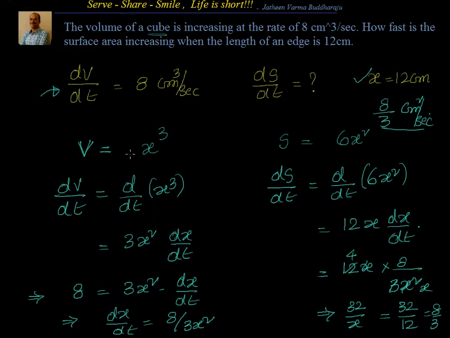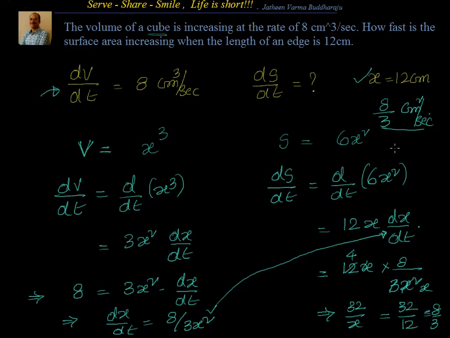So we know the formulas for volume and surface area. We found out what is dV by dt, what is dS by dt, and we know the value of dV by dt. Substituting, we got what is dx by dt. We went ahead and substituted the same thing here in dx by dt. In finding out the dS by dt, we got the answer as 8 by 3 cm square per second.